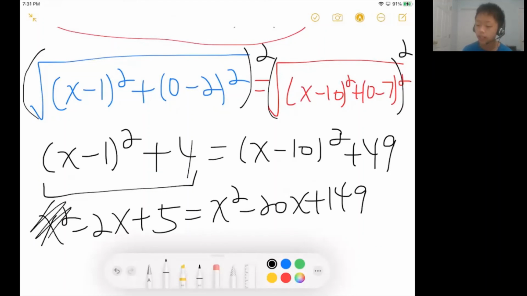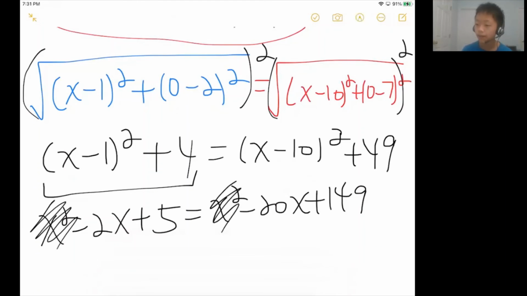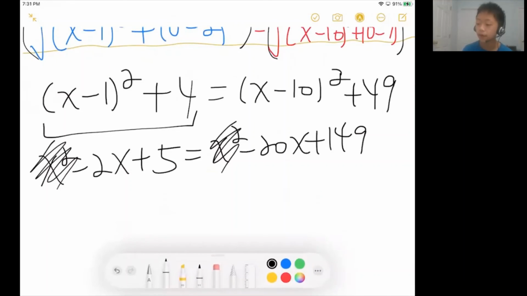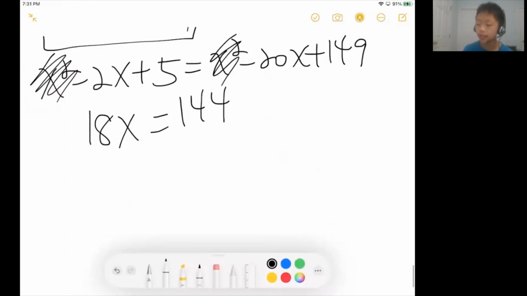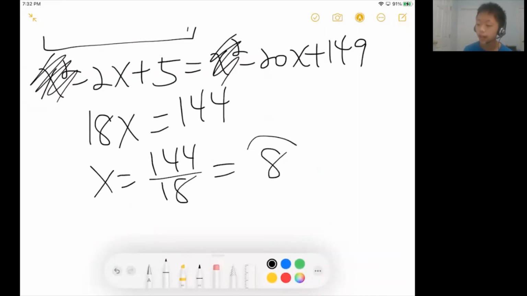So conveniently, the x squareds cancel out. And if you rearrange, add 20x to both sides and subtract 5 on both sides, you get 18x is 144. And if you divide by 18 on both sides, x is 144 over 18. And if you do the division, you get x is 8. And that would be your answer.